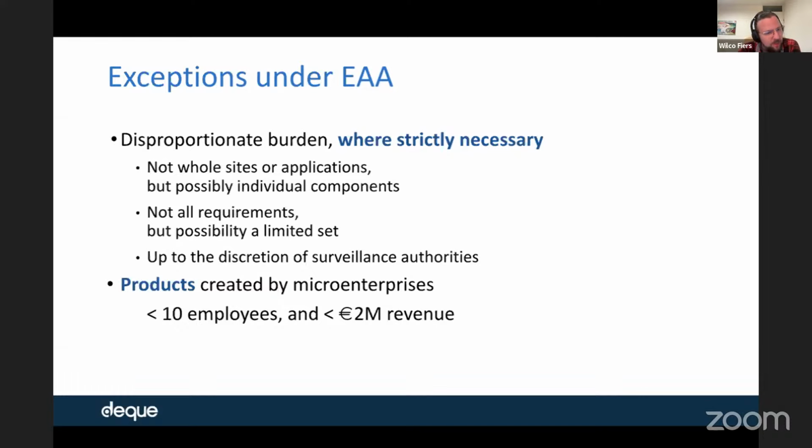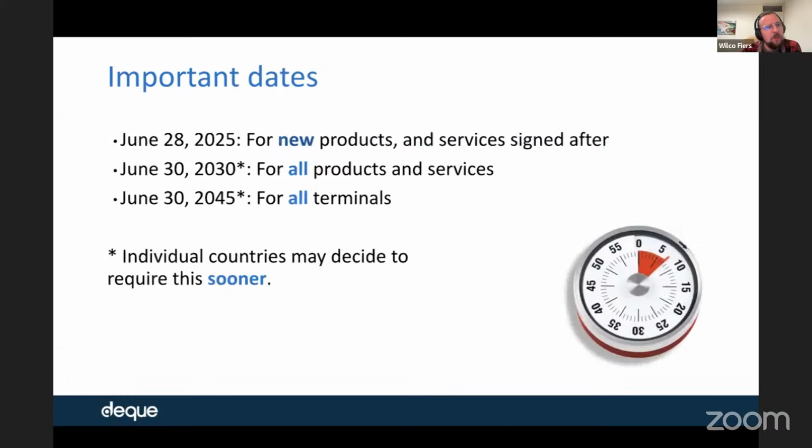The other exception, well, major exception, there's a couple smaller ones, is for micro enterprises, and specifically micro enterprises that create products in the EU market. Those are defined as organizations that have fewer than 10 employees and fewer than 2 million in revenue. There's an exception for that.